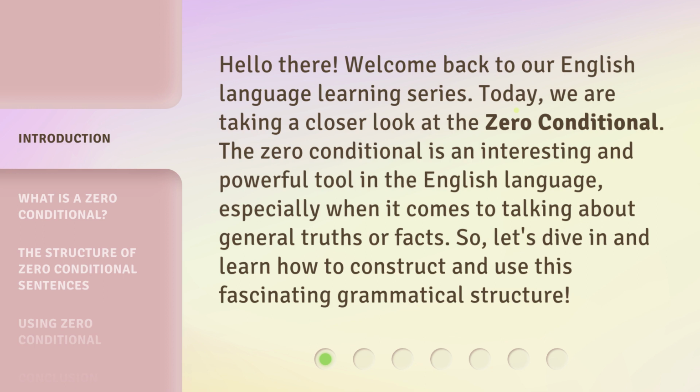Today, we are taking a closer look at the zero conditional. The zero conditional is an interesting and powerful tool in the English language, especially when it comes to talking about general truths or facts. So, let's dive in and learn how to construct and use this fascinating grammatical structure.